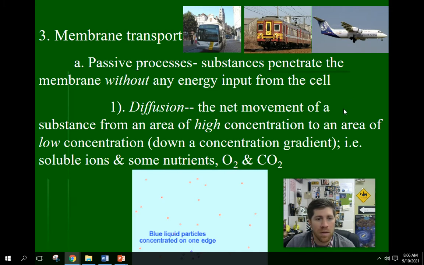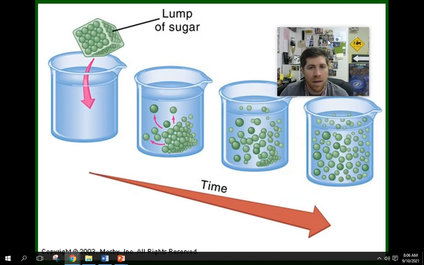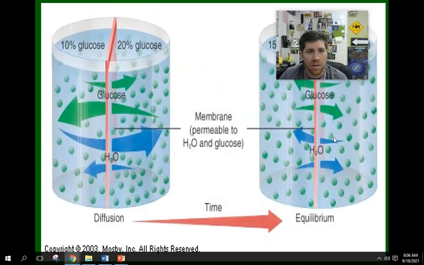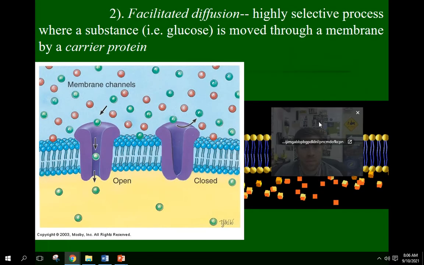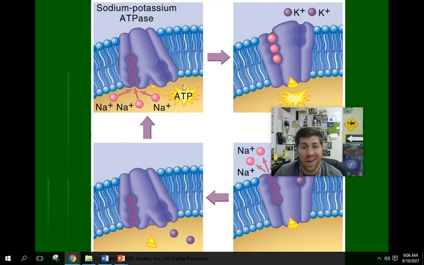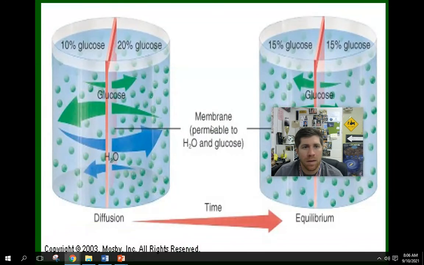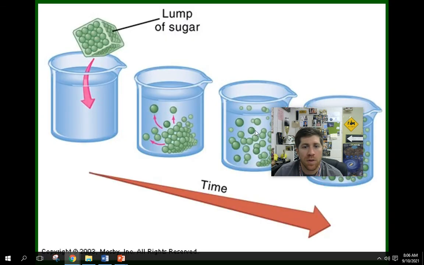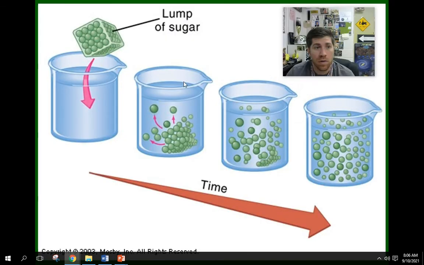Whereas on the other hand, something like active transport is going to require ATP. There's an example here with a lump of sugar. So if we drop a sugar cube in a beaker of water, those molecules are going to spread out because we go from a really high concentration of sugar, and then it's going to spread out over time so that we have an equal distribution of sugar molecules within the water.